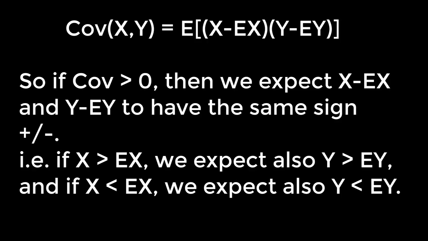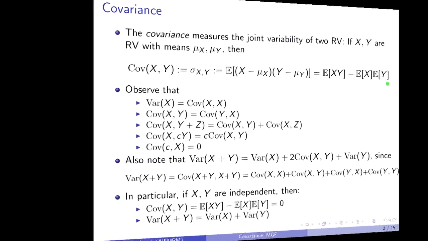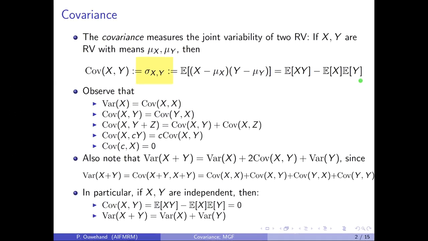In particular, if x is greater than its mean, we also expect y to be greater than its mean. Similarly, if x is less than its mean, we also expect y to be less than its mean. The opposite is true if the covariance is negative. In that case, if x is greater than its mean, we expect y to be less than its mean. Notice that we also denote the covariance of x and y using this sigma over here.